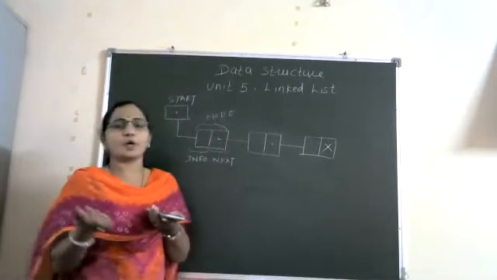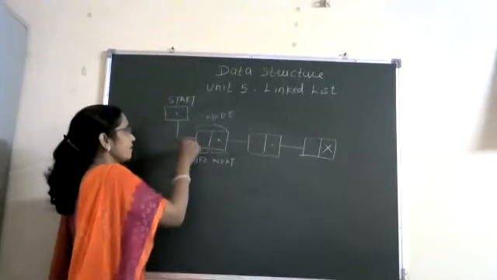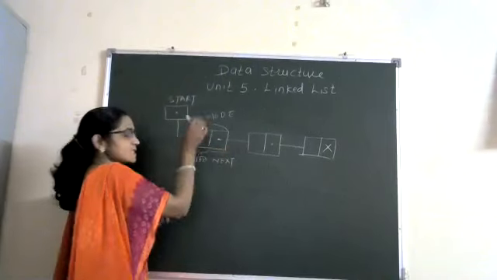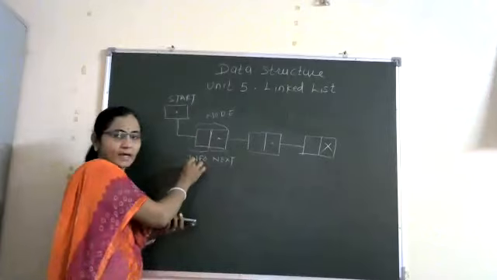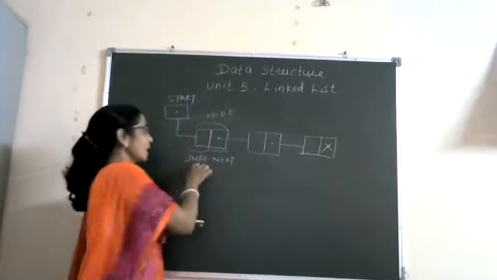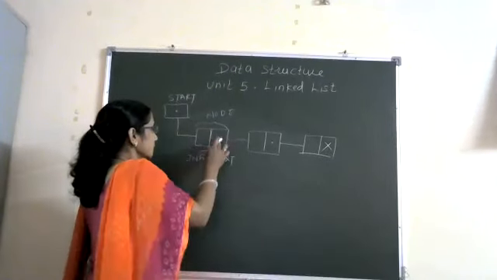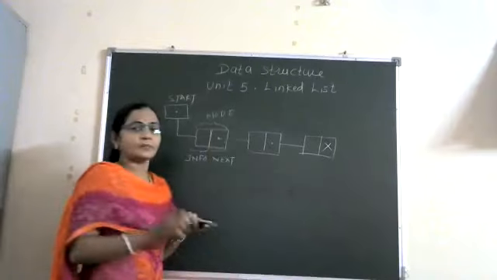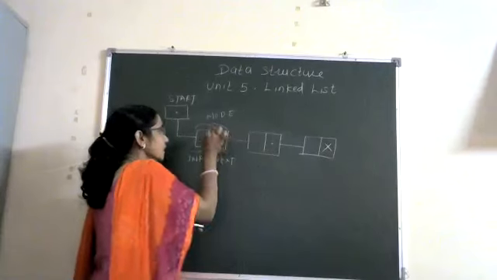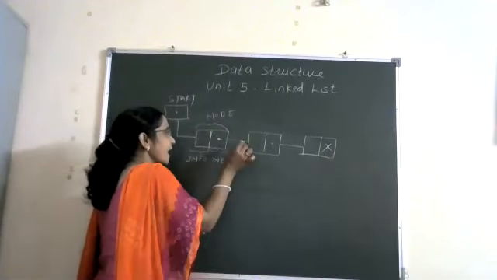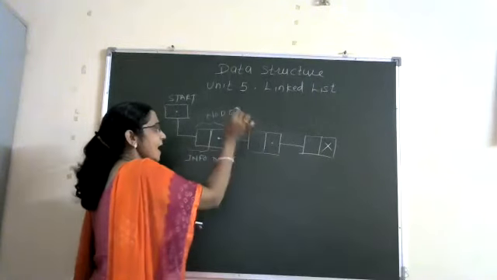So what is the exact definition of linked list? The linked list is the collection of nodes in which each node is divided into two parts. The first part is called the info part. Info means in this part you have to store the actual information. The next part consists of the address of the next node.